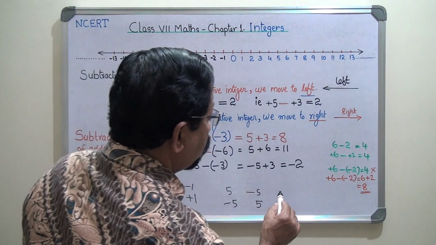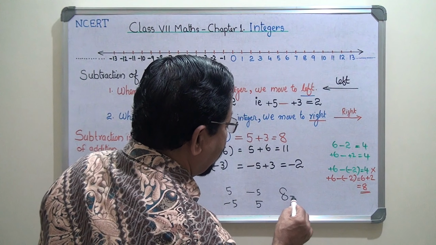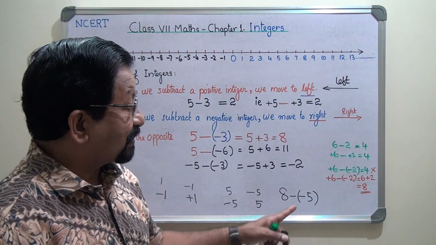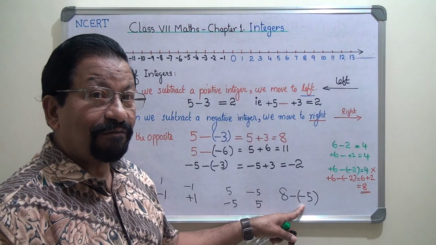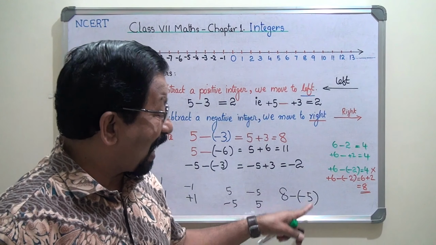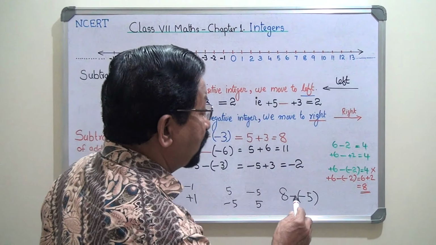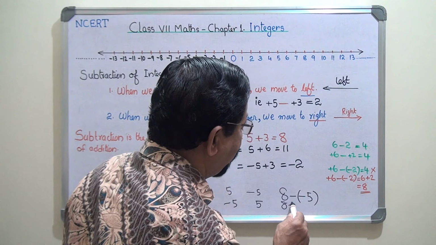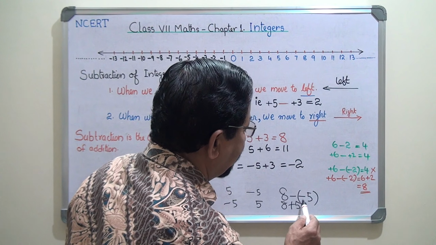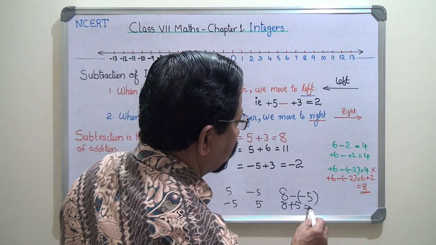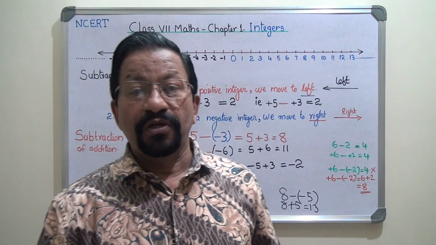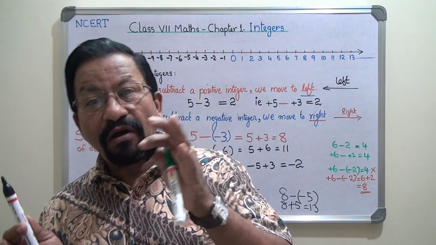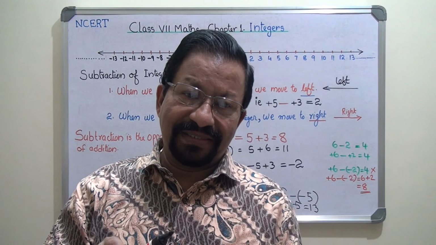So if you want to subtract 8 minus of minus 5, what you have to do? Take the additive inverse of minus 5, that is 5, and add it to 8. So the sign will change. When you are taking the additive inverse of minus 5, the sign will change here. 8 minus becomes plus, and the additive inverse of minus 5 is 5, which gives 13. This is the rule: subtraction of an integer is the same as the addition of its additive inverse.